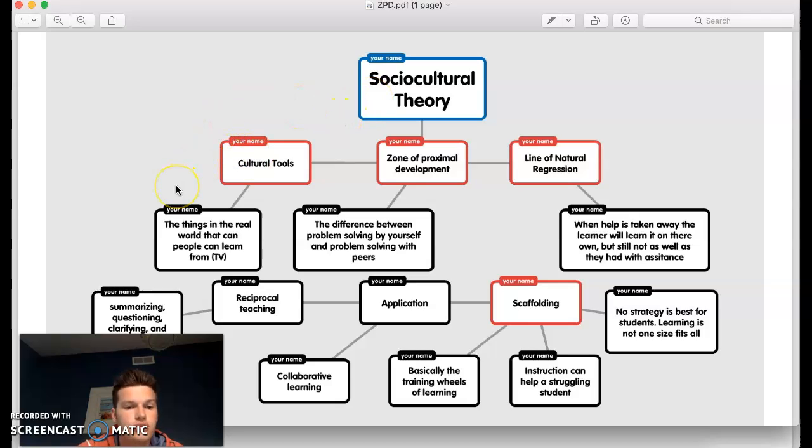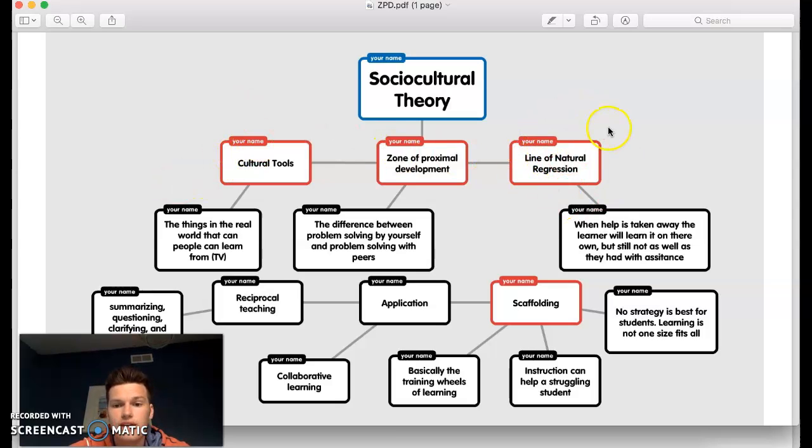And then cultural tools are basically the things in the real world that can help people learn. So this would be like if I wrote down TV on here, so you can learn things from TV. But another thing is like if you're in a low income school, you might have to learn strictly from textbooks, whereas other people can learn from the internet and can learn things based on the internet and things they read. So that could be a cultural tool.